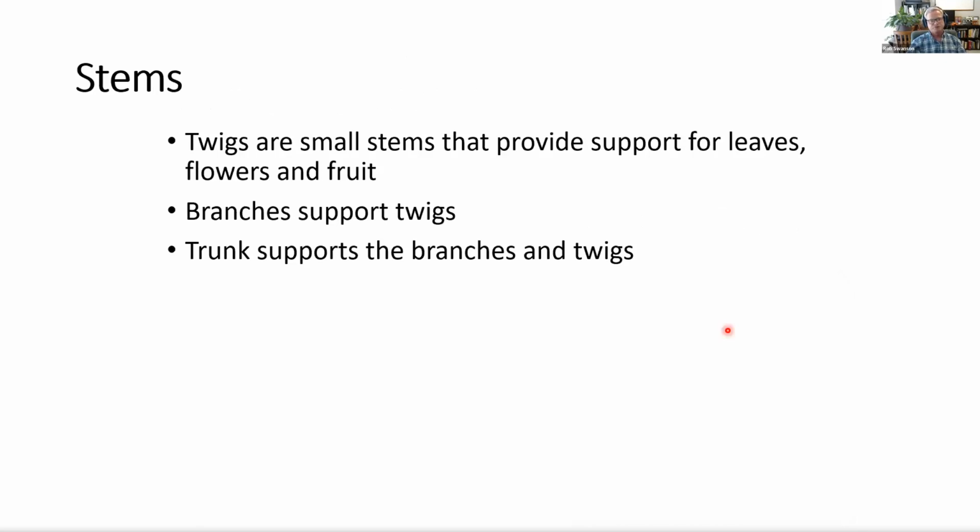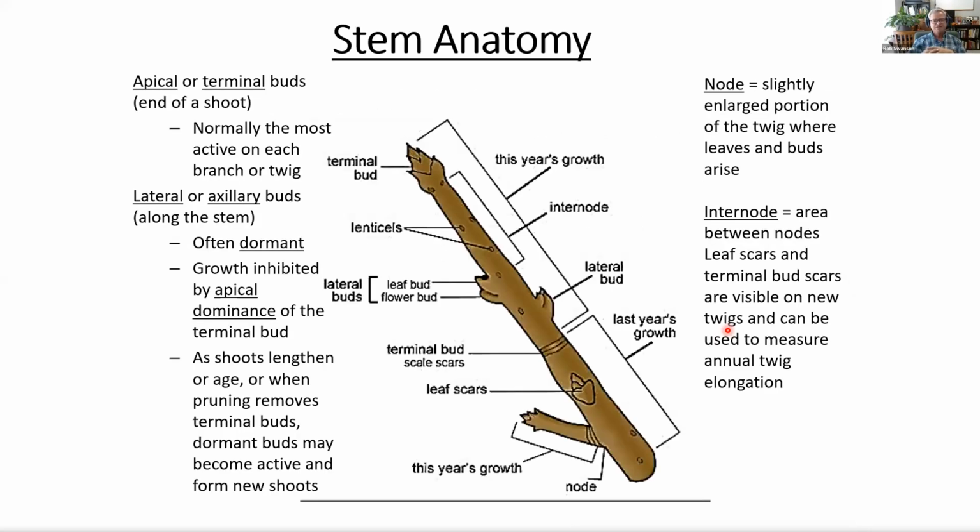Stems are the small portions of the branch that provide support for the leaves, the flowers, and the fruit. Again, we're going to step down. So the branches support the twigs, and the trunk supports the branches and the twigs. So just think about that hierarchy. Kay showed us this diagram earlier. She was speaking from it as a way to key into the identity of a tree. Now we're going to see some other things that this stem anatomy is responsible for.